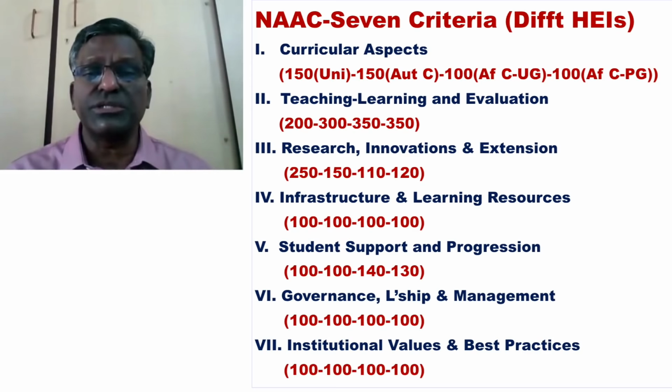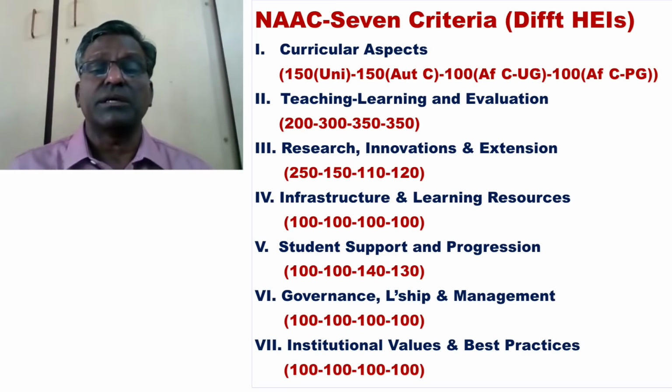Similarly, when it comes to teaching, learning, and evaluation, in the case of universities, it is only 200. Whereas in the case of autonomous colleges, it is 300. But in the case of affiliated colleges, both UG and PG, it is 350 each.